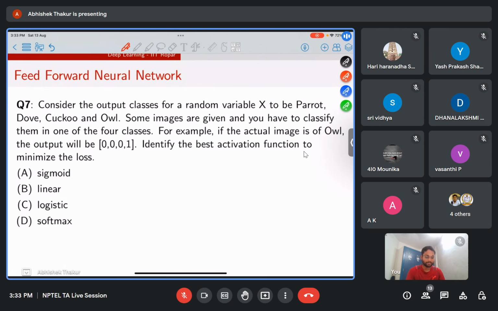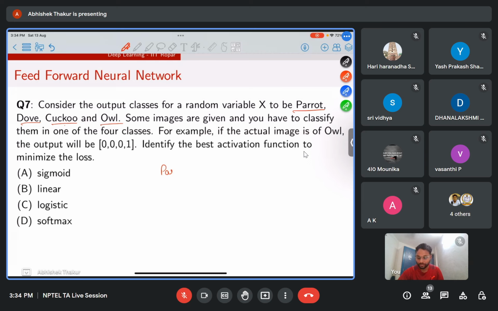I consider the output classes for random variable x to be, let's suppose there are four bird names given: parrot, dove, cuckoo and owl. So there are four classes here, and some images are given and you have to classify them into one of the four classes. We have to decide which bird class each image belongs to. For example, if the actual image is of an owl, the output will be 0001. Identify the best activation function to minimize the loss.